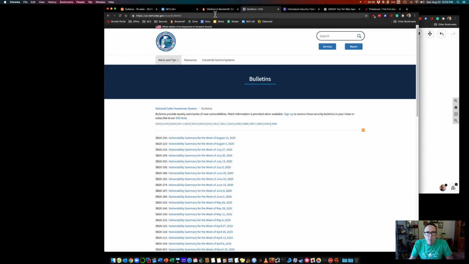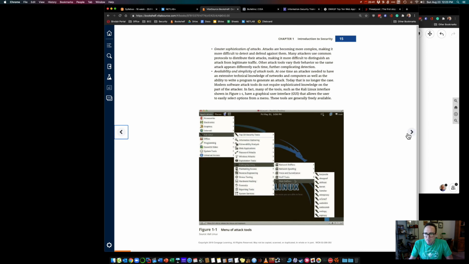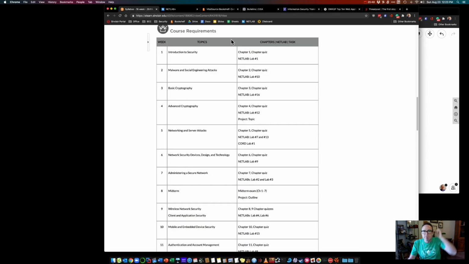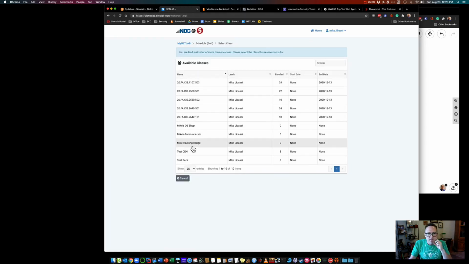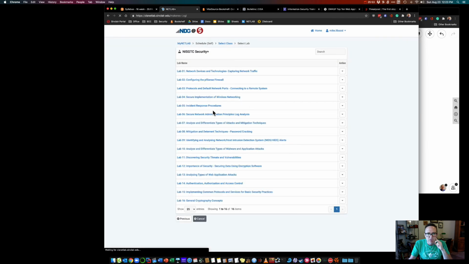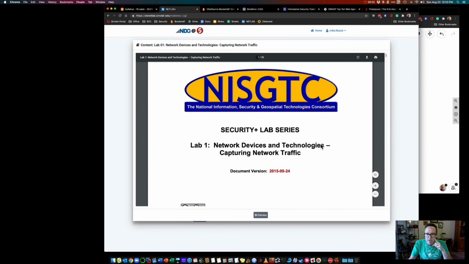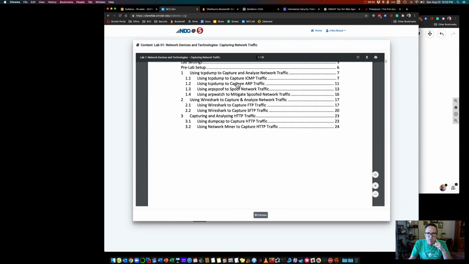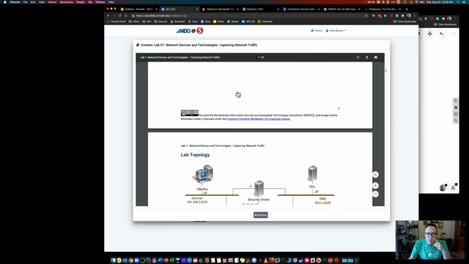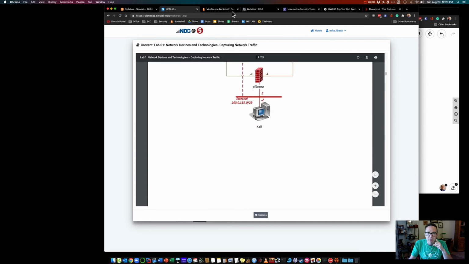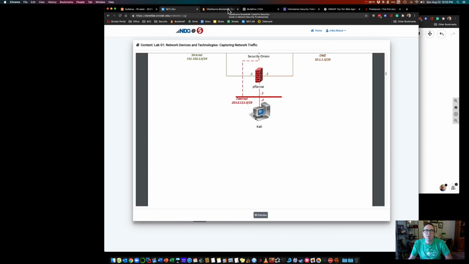If we look at the rest of the textbook again, there's some good stuff here in the textbook. Attack tools. So this leads us back to our week 1 NetLab, which is going to be Lab 1, network devices and capturing network traffic. This lab itself is going to give you some access and log you into some of the tools you'll see in the chapter, one of those being Kali Linux. You've been there a lot during this course.